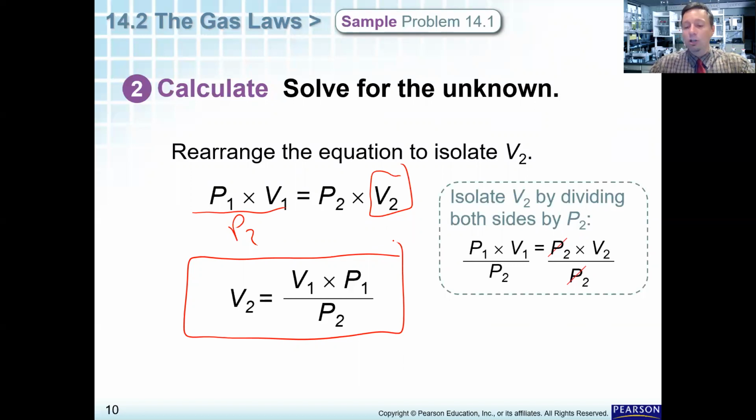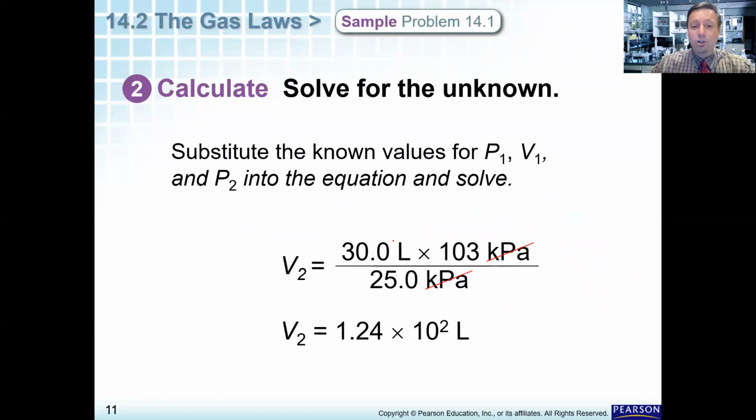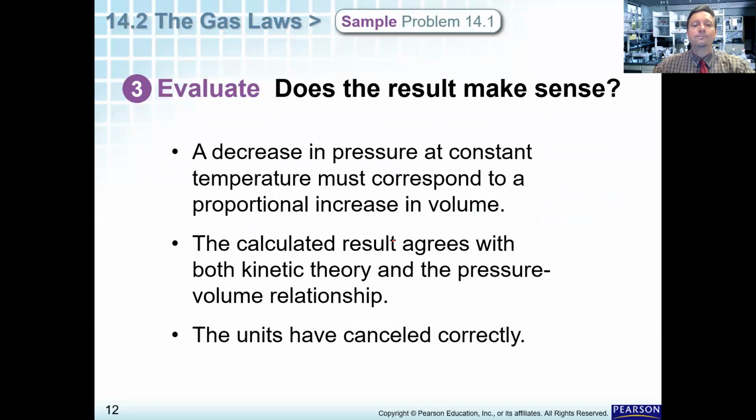So now all you have to do is plug in. They plug in their pressures, they plug in their volume, they solve on their calculator, and here you have your volume 2, rounded to the correct significant figures, is 1.24 times 10 to the 2 liters. So it has expanded from 30 liters to 124 liters. Then you evaluate: does it make sense? Yes, actually, it does make sense.